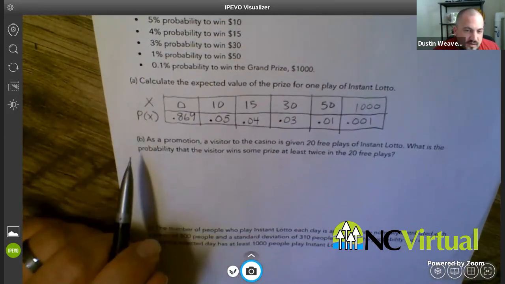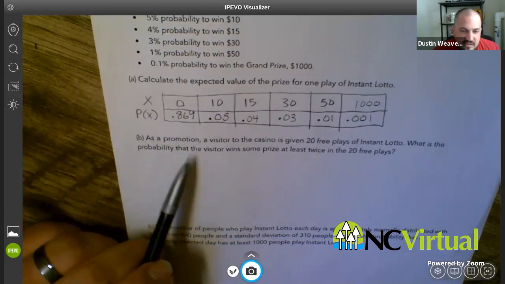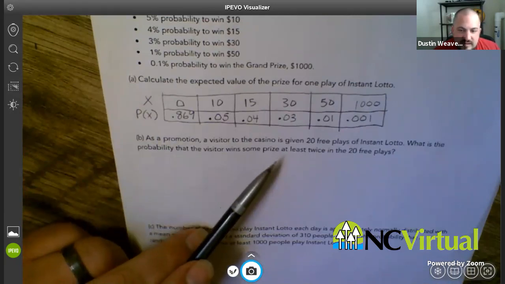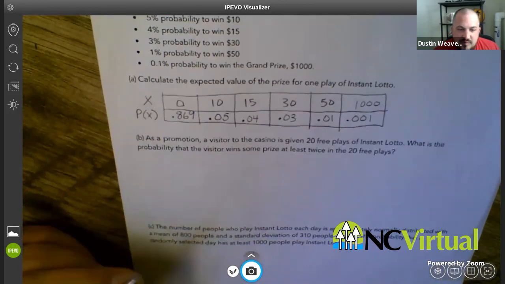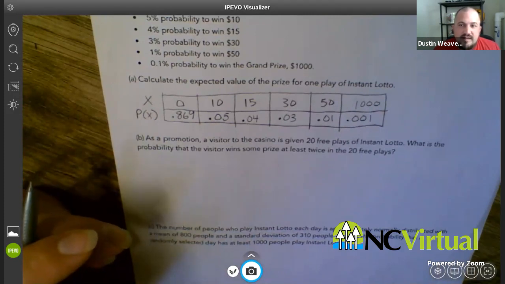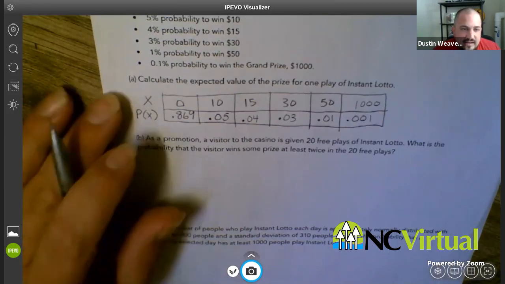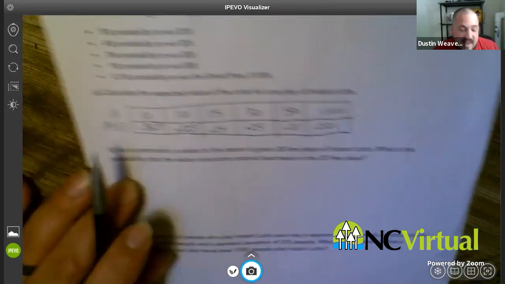As a promotion, a visitor to the casino is given 20 free plays of Instant Lotto. What is the probability that the visitor wins some prize at least twice in the 20 free plays? We want to know the probability the visitor wins some prize, we don't care what prize it is, at least twice during the 20 free plays, okay?